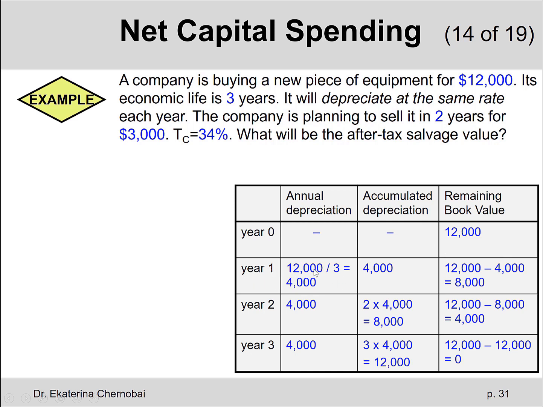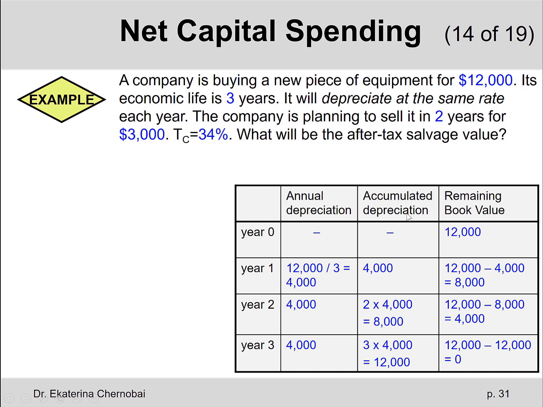Over the first year, we lose 1/3 of the asset's value. We know that it's 1/3 because the economic life is 3 years. So 1/3 of the original book value is 1/3 of $12,000, which gives $4,000. And $4,000 is also the annual depreciation in years 2 and 3, right? So for the entire 3-year economic life, the depreciation per year will be the same dollar amount, $4,000.